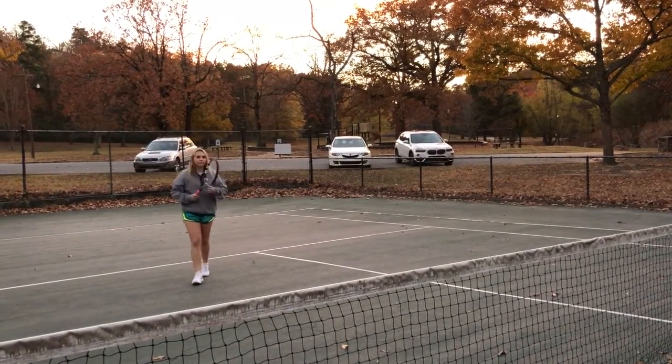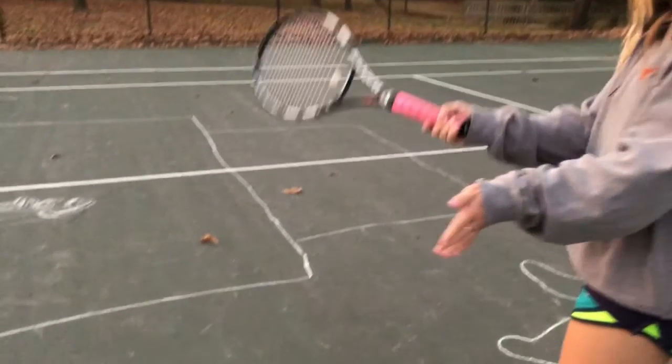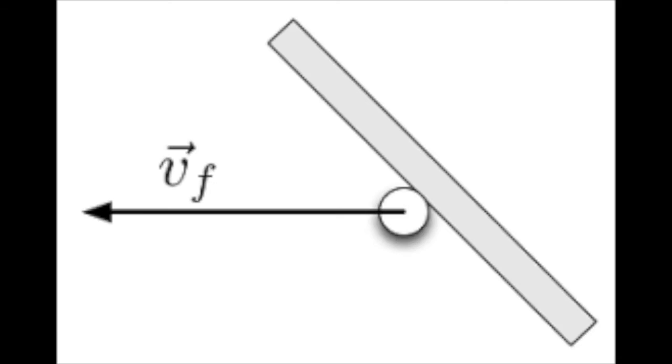With this tilt in the racket comes spin. What type of spin and how much spin is on the ball comes from the angle that you tilt the racket and how much force the person is pushing on the ball.